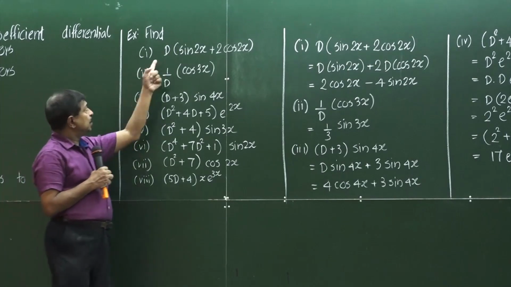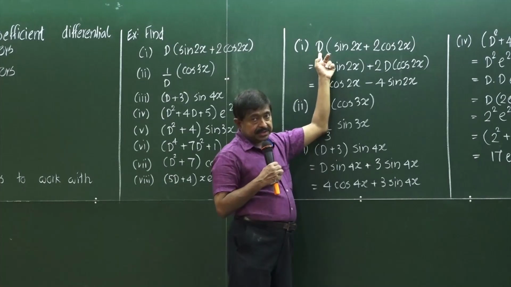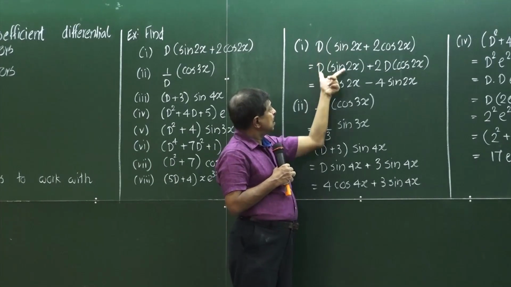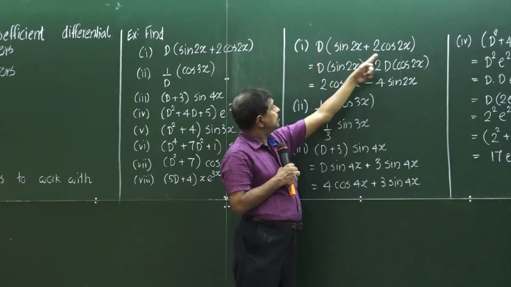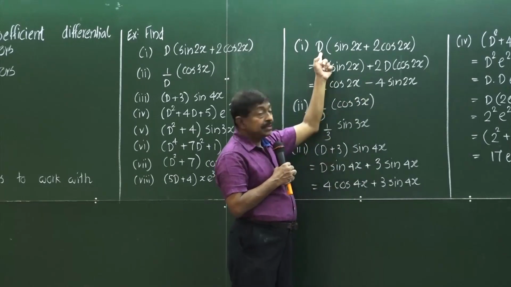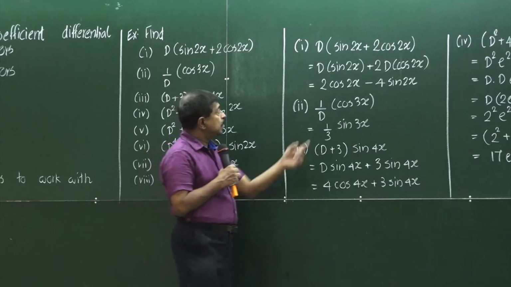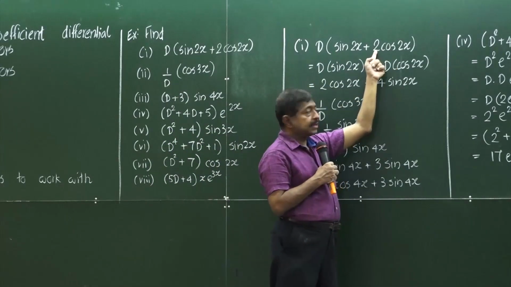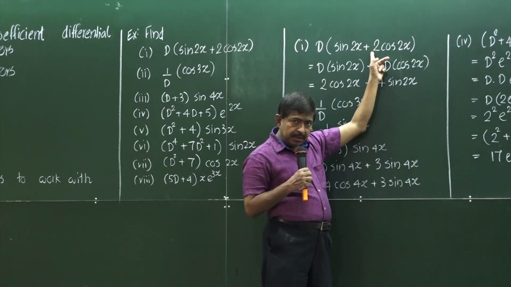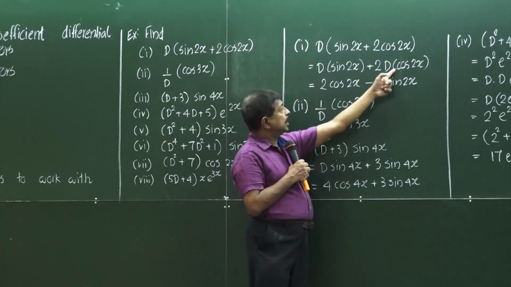Okay. Now take this one for example. Now D is the differentiation, derivative operator. So you break this into two parts like this: D of sin 2x, 2 times D of cos 2x. Since the differential operator is linear, you can break this into two parts, and at the same time, when you have a constant in front, you can pull it out. Okay. Now this is what you get.